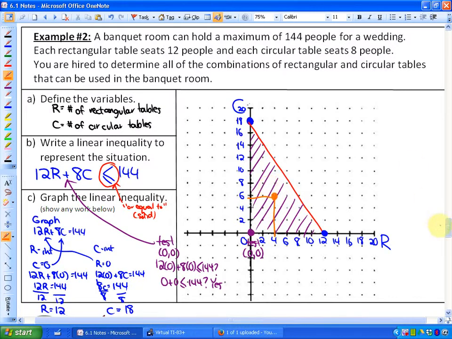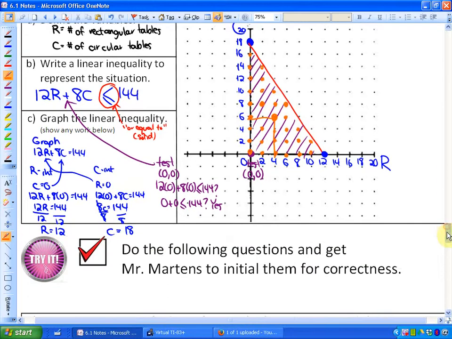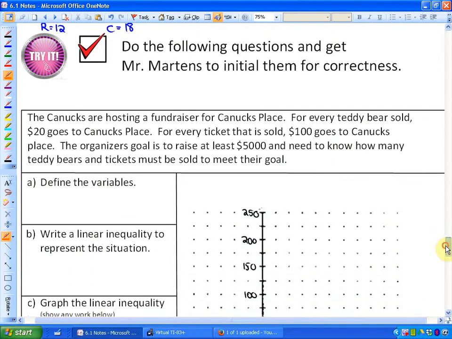The last thing that I will put in here is all of these. You can't have half of a table because they come as whole tables. All of these integers should have dots on them, because we are restricted in this case to just whole numbers. You can't have a negative amount of tables, and you can't have half tables. So that represents all the possible combinations of tables that you could have in this banquet hall. Now if you're in my class, you'll try the following question and get me to look at it.